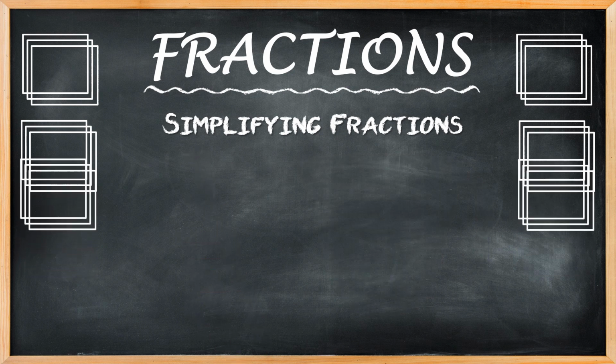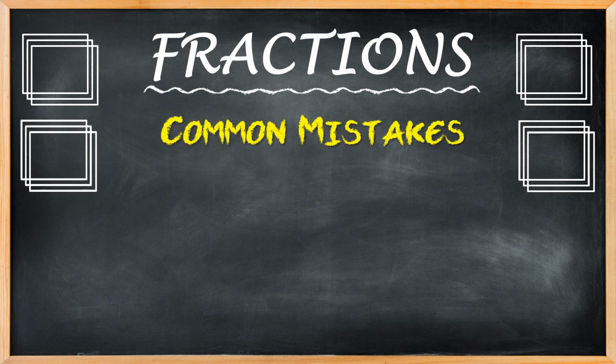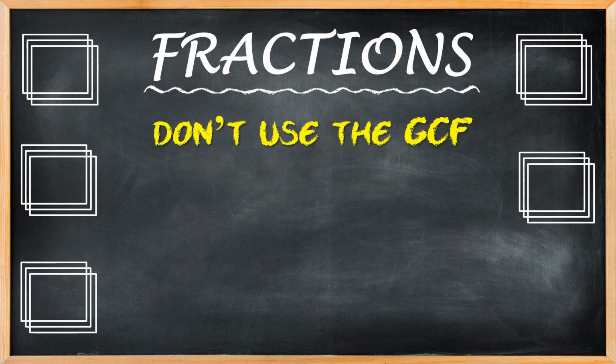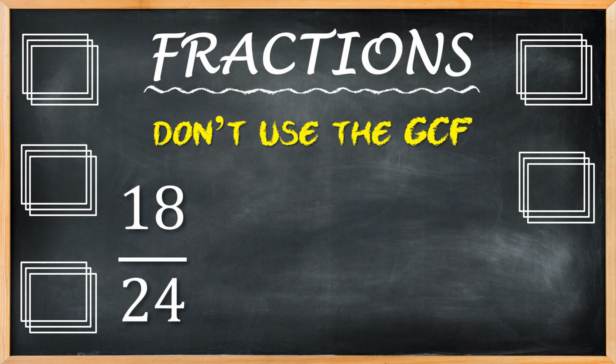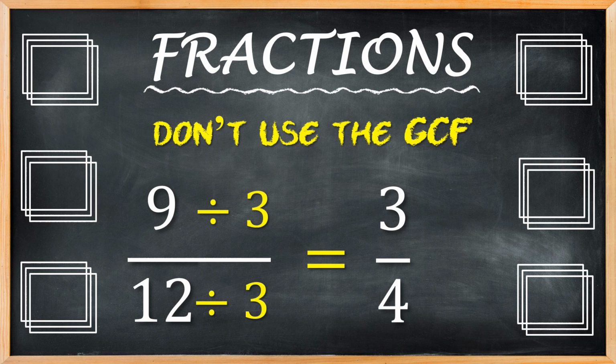Before we move on, let's address some common mistakes people make when simplifying fractions. 1. Not dividing by the greatest common factor. If you don't use the GCF, the fraction won't be fully simplified. For example, dividing 18/24 by 2 gives 9/12, which can still be simplified further to 3/4.